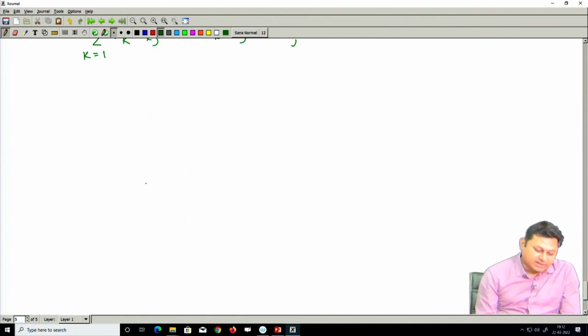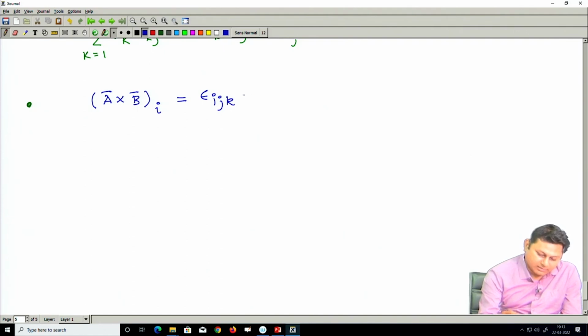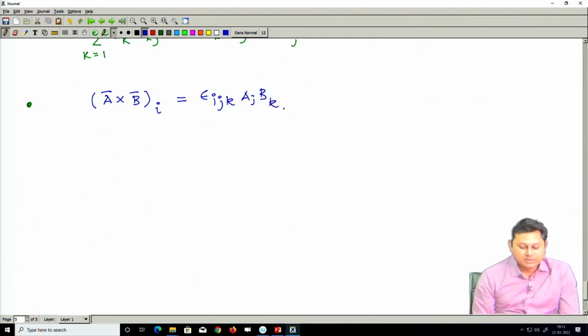So, this is the way the delta can be used and operated. Now, try to understand the operating mechanism of the Levi-Civita symbol. We have the cross product A cross B, and if I want to find the ith component of this entire vector quantity, then simply it is epsilon i j k, A j B k. This is the way the epsilon operator, the Levi-Civita operator, operates.